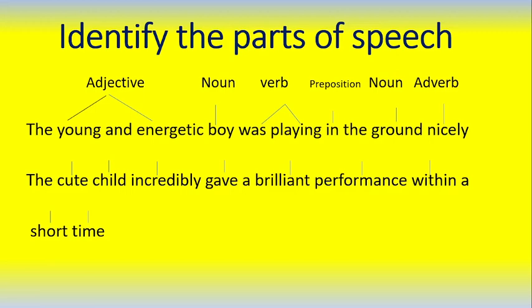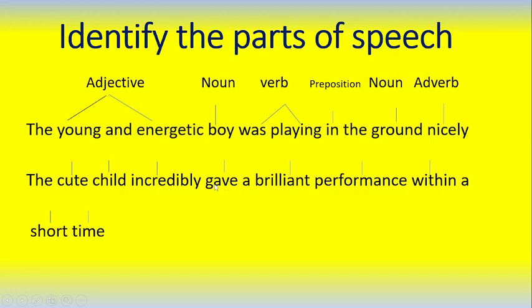So what is cute child? Cute describes the noun, so cute should be an adjective. This is how we have to apply the concept of a particular part of speech, and then we can identify what it is. Cute describes the noun child. So cute is an adjective, and child is, of course, a noun. Incredibly, what is this? It is an adverb. How did he give the performance? Incredibly. Incredibly is an adverb here.